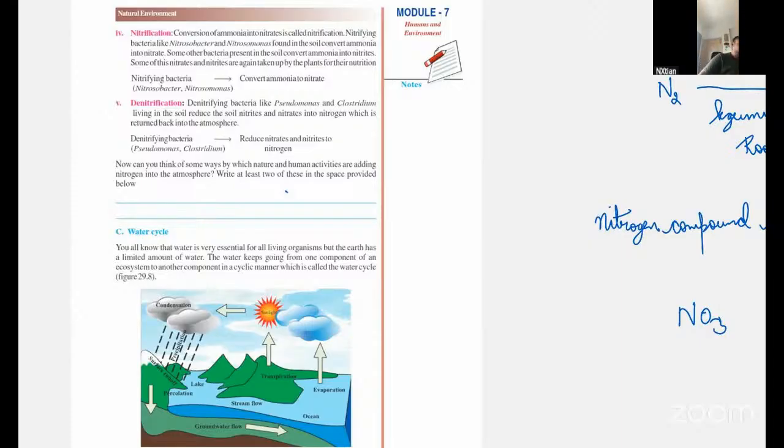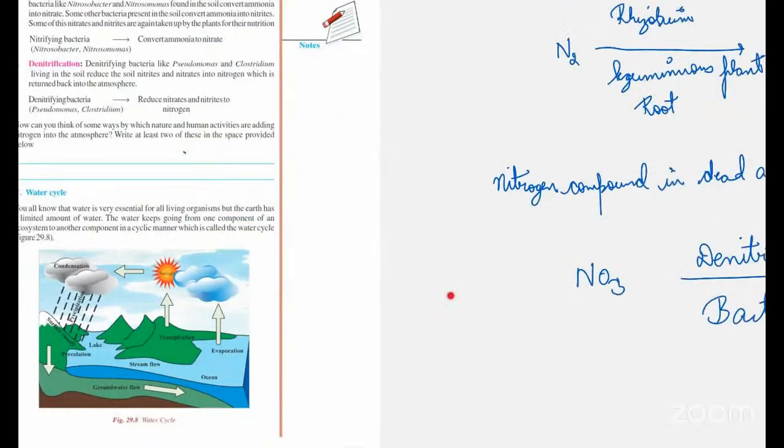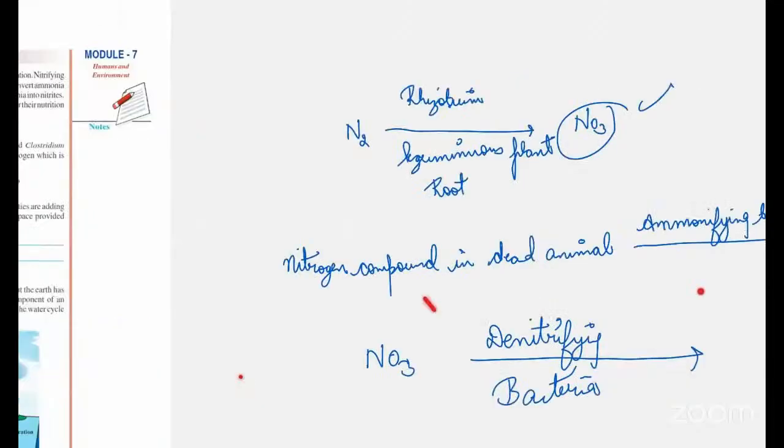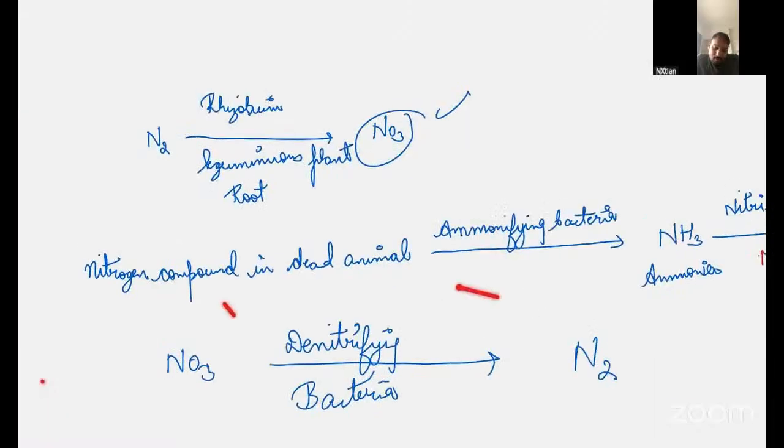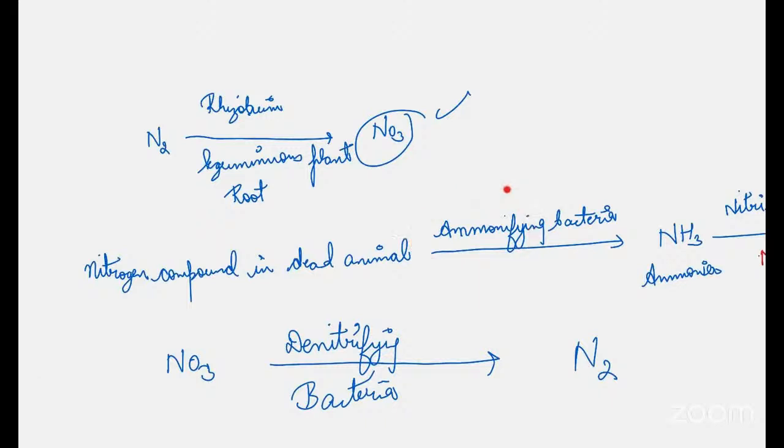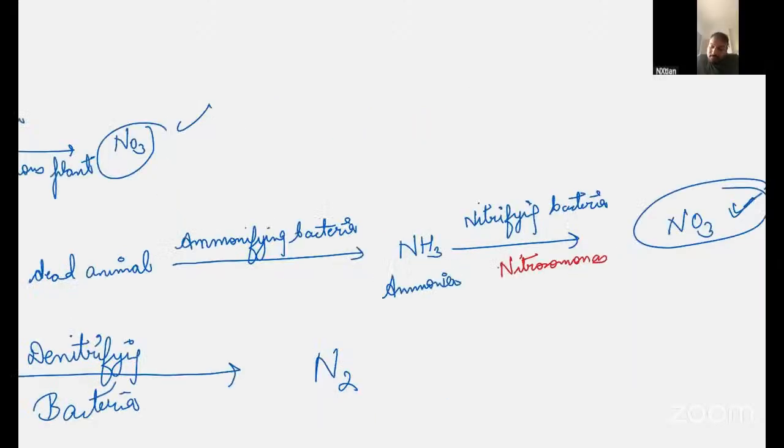Yes, I didn't understand, please. What you wrote over here. Which one? The nitrogen compound in red and at the end, what you wrote in red. This one? No, what you wrote in red pen. This one? Yeah. Yes.